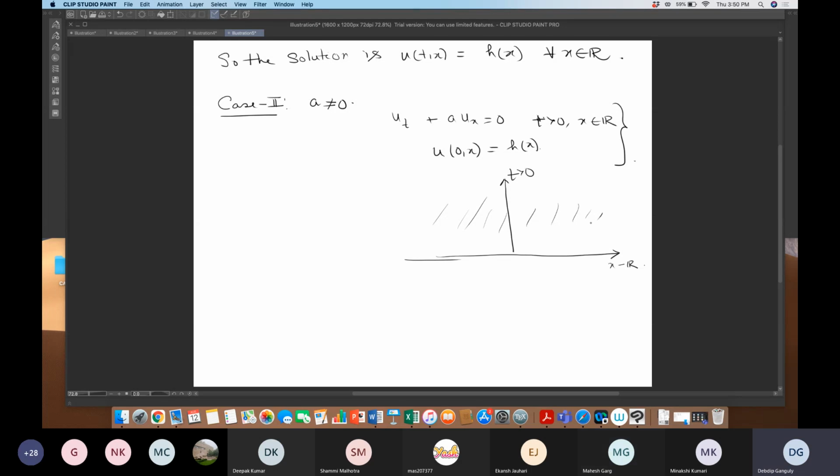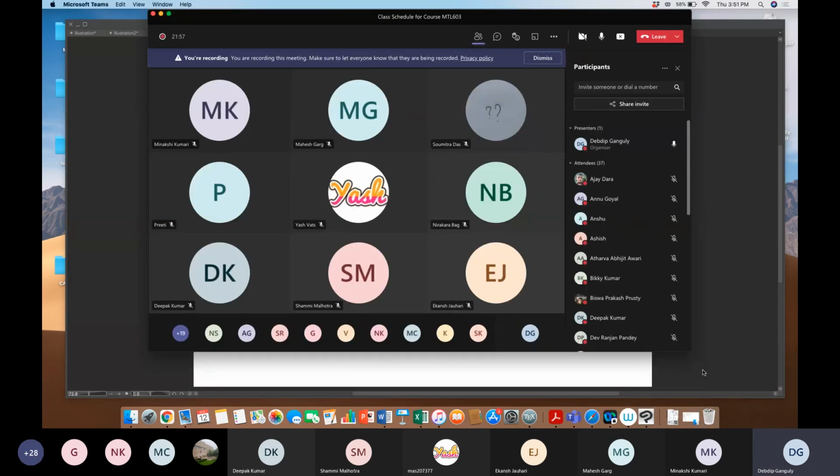And what is the initial condition given? u_0 of x means here. It is given that this initial condition is given, u_0 of x is h(x). Now what you have to do? u(t, x) is a solution of the PDE which satisfies this. For any (x, t), you have to find a u such that u(x, t) satisfies this equation and u_0 of x equal to h(x). What will you do now? Try to think in a more geometric way.